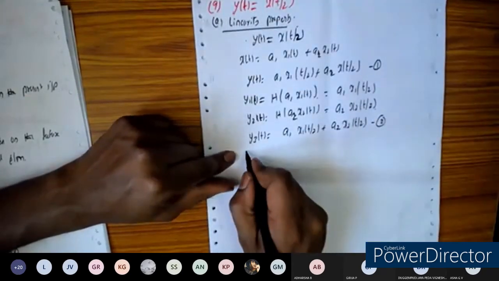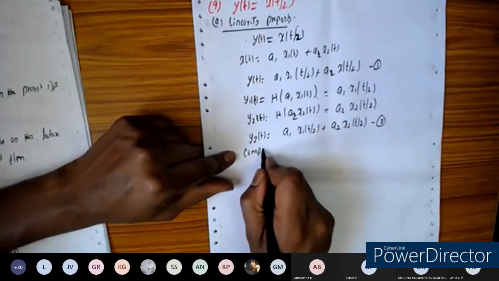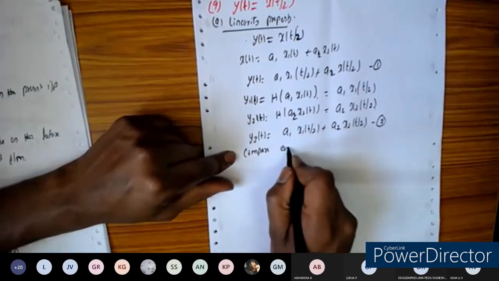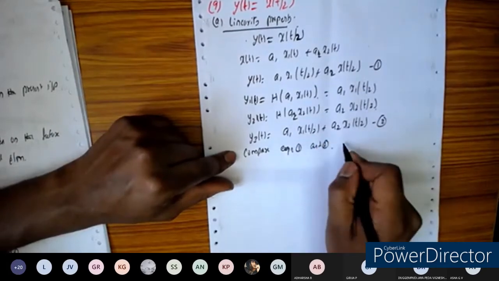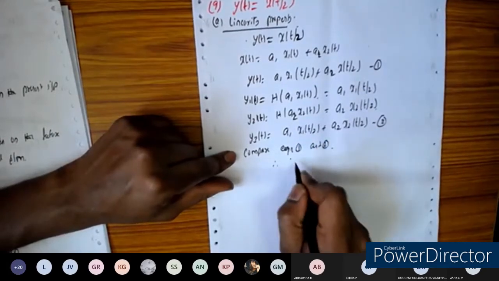Compare equations 1 and 2. The given system is a linear system. Therefore, it is a linear system.